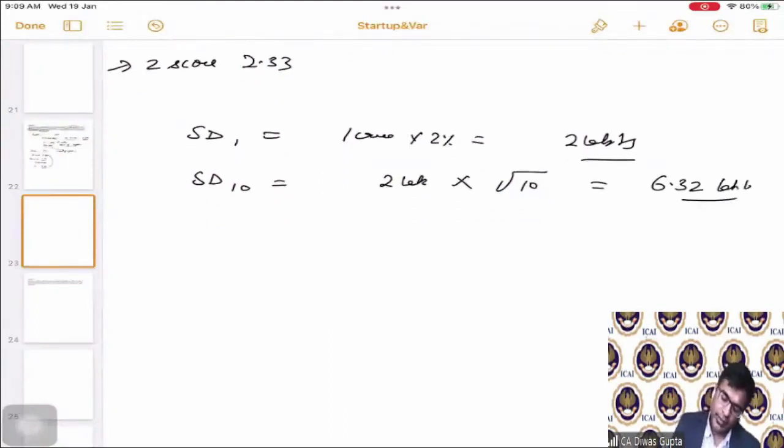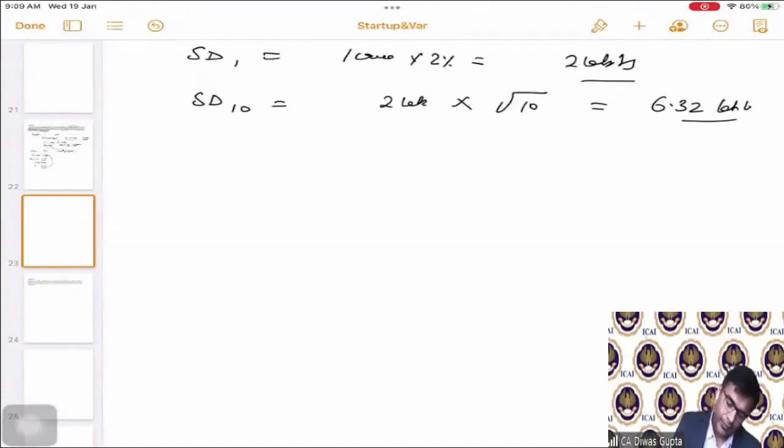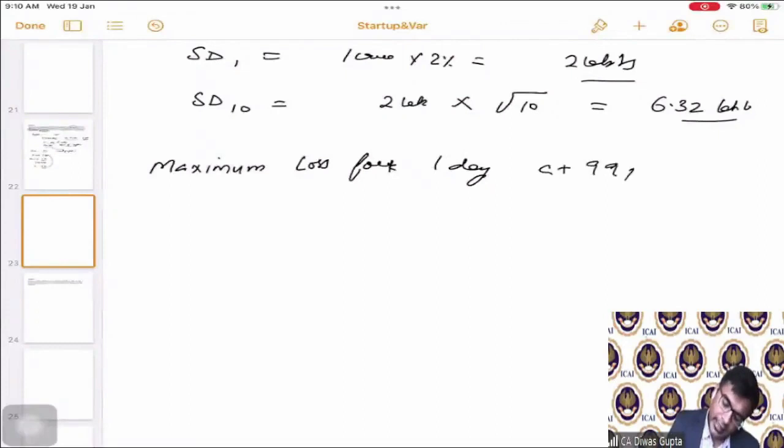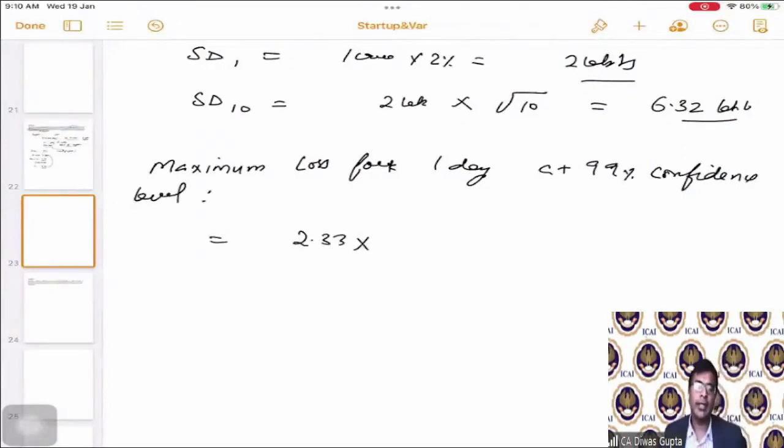Now, using this, we will use the same sentence that the question has used. Maximum loss for 1 day at 99% confidence level. 2.33 is the Z score value, correct? Multiplied by the SD for 1 day is equal to 4.66 lakhs.